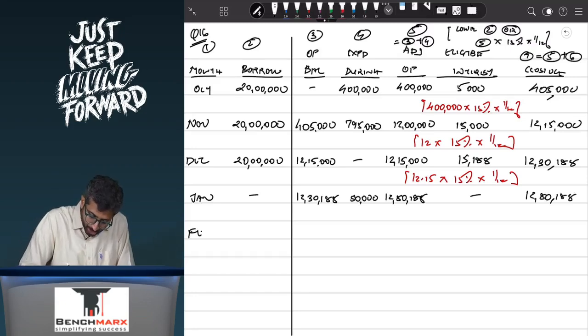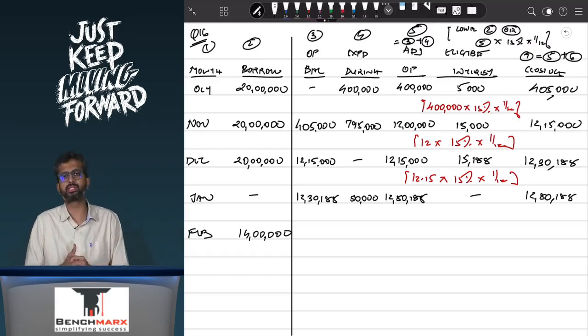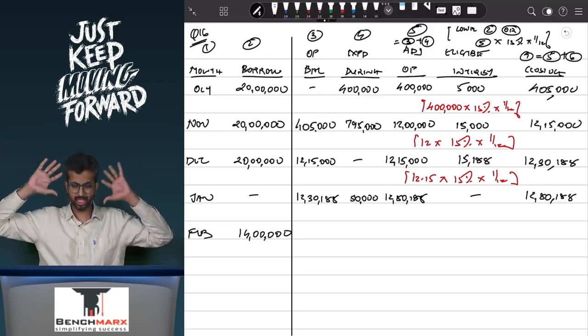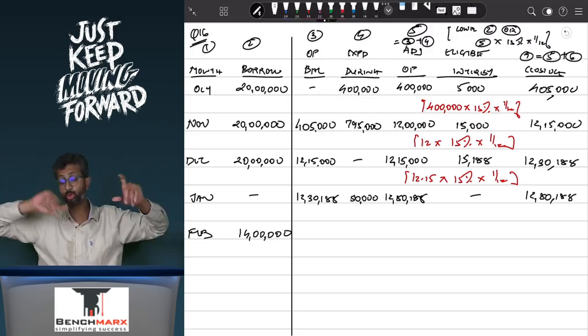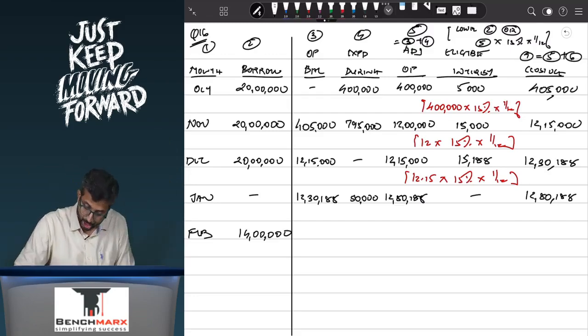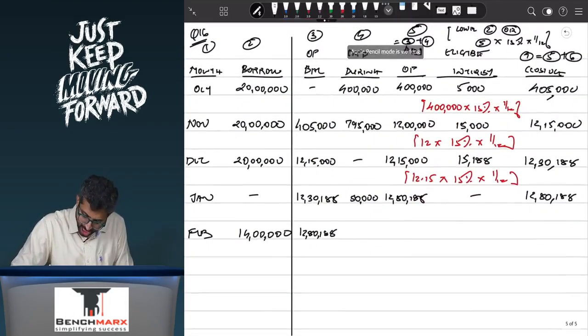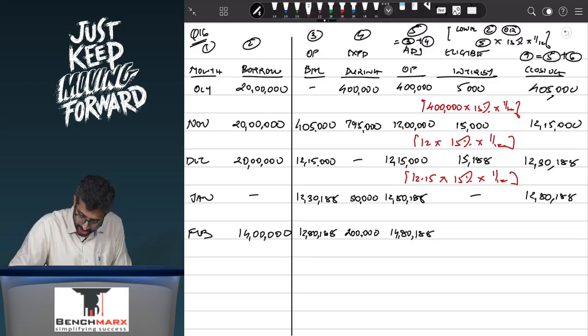Now when you come to February, borrowing comes up to 14 lakhs. Remember, one can always say that this is new borrowing. Well, you don't have to match the money. If in a particular month there is expenditure incurred on the qualifying asset and there is borrowing, you will allocate the borrowing cost to the qualifying asset. So this is 12 lakh 80,188 plus another 2 lakhs being incurred, and hence your total expenditure comes to around 14 lakh 80,188, on which we will say 14 lakh 80,188 into 15% into 1 by 12.